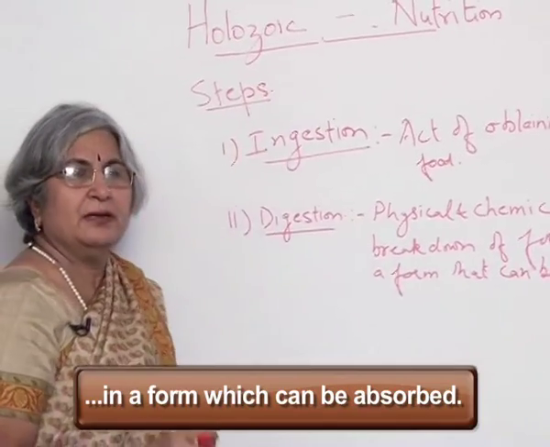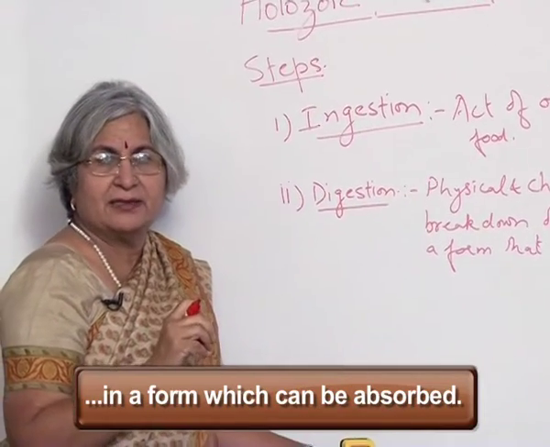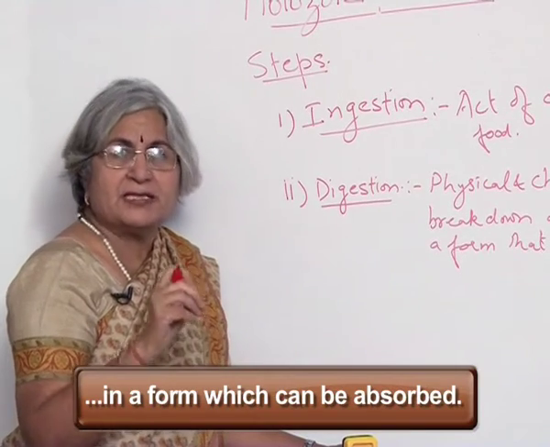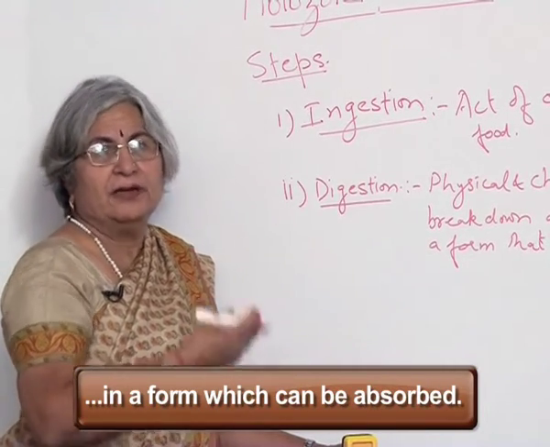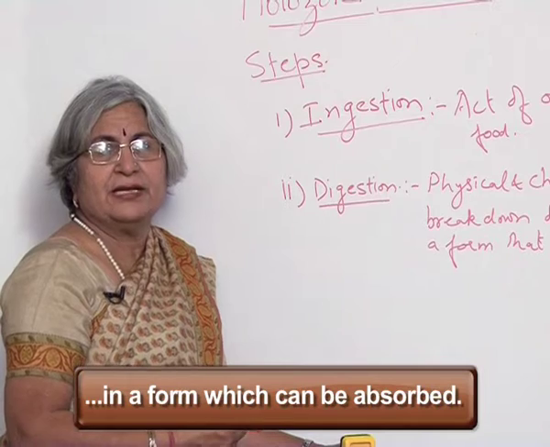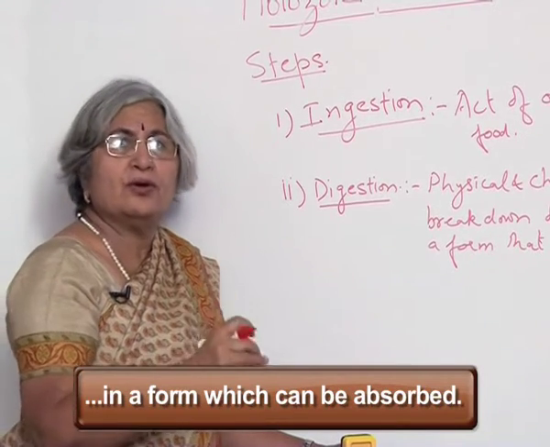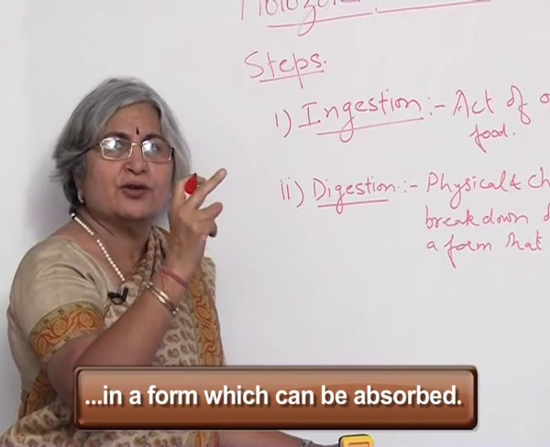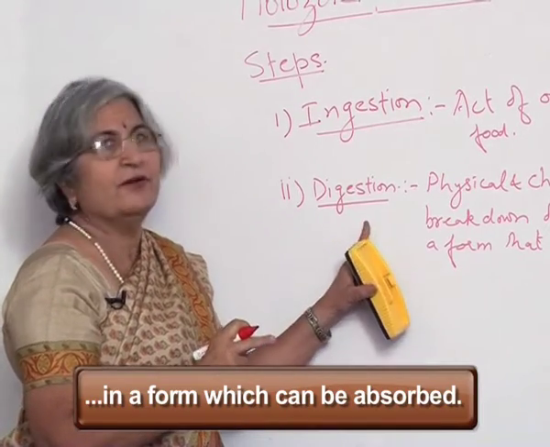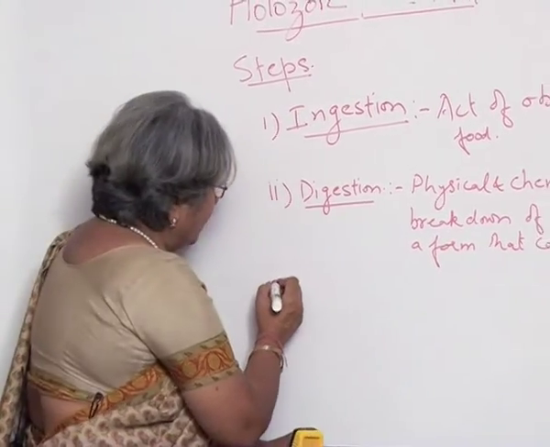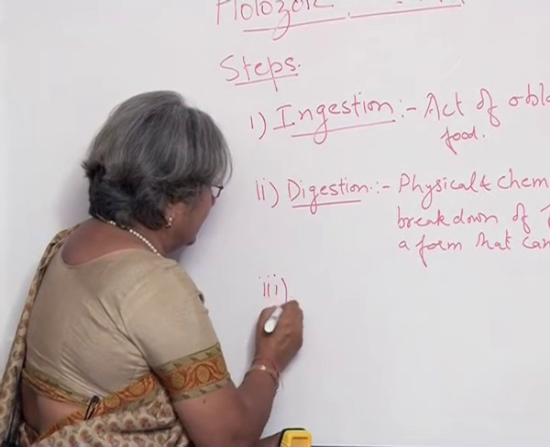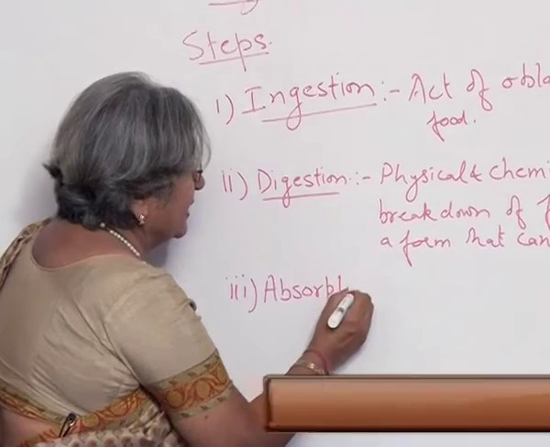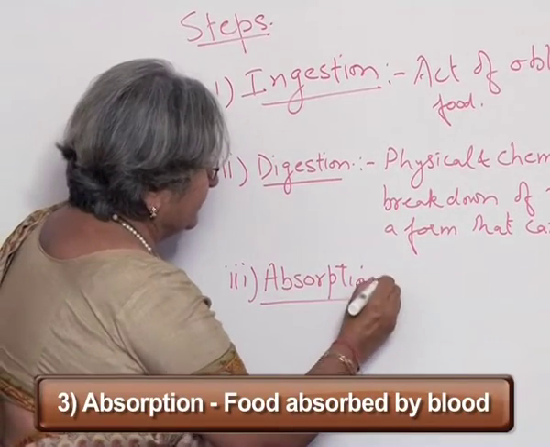Like for example, we eat chapati or rice, it is made up of carbohydrate, the starch, but starch cannot be absorbed by blood. When it enters our digestive system, it changes to glucose, and glucose can be absorbed by blood. So, this conversion of starch to glucose is the part of digestion. After the food has been digested, then it is absorbed by blood, and that is called absorption.